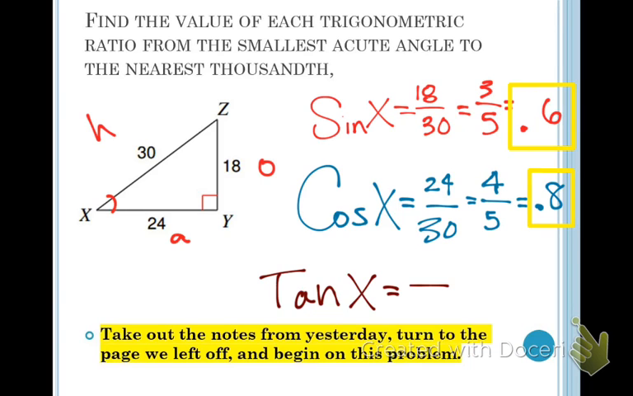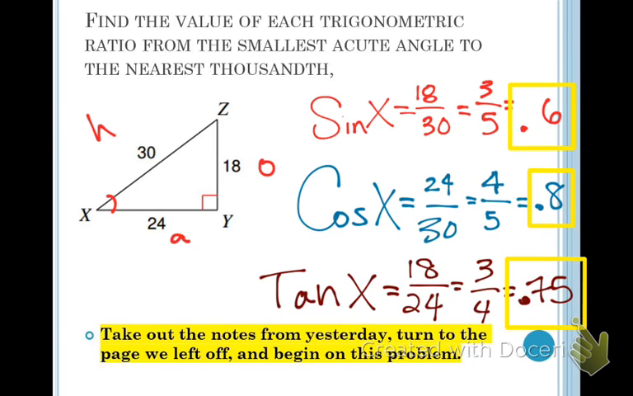What's my opposite? 18 over 24. What is this reduced to? 3 over 4, which you should not need a calculator for. What is 3 over 4? 0.75.